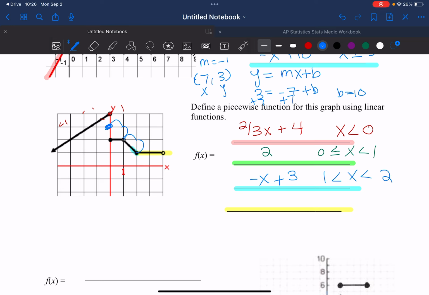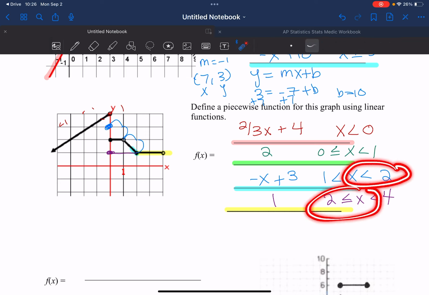And then lastly, that constant for the yellow, if I draw it all the way to the x-axis, it's going to hit at 1. So that's my constant function of 1. And that's going to be from 2 to 4. So 2 to 4. It's an open circle at 4, so less than. And it's going to be less than or equal to at this 2 because remember, we can't have both of them equal to the 2.